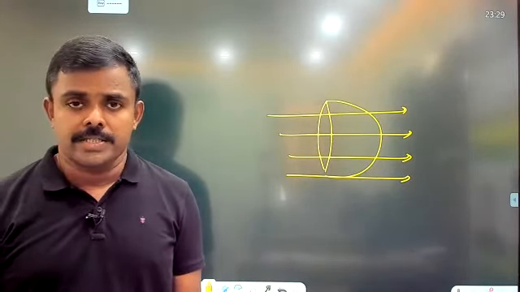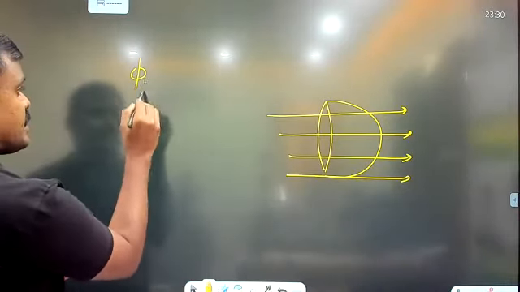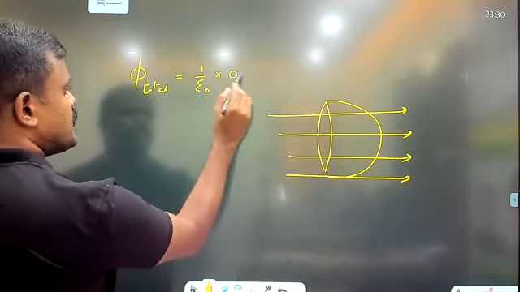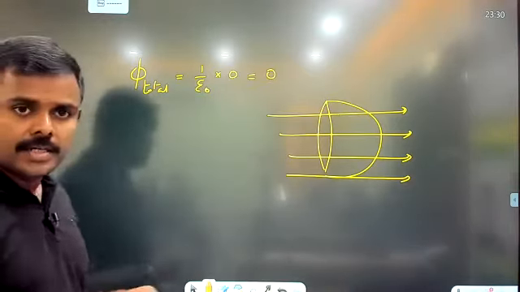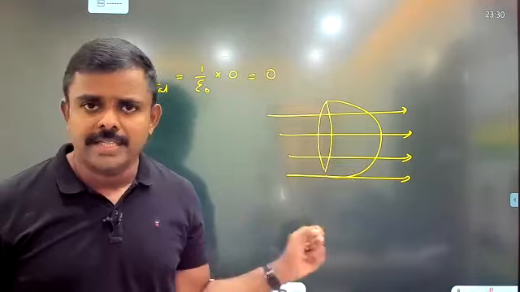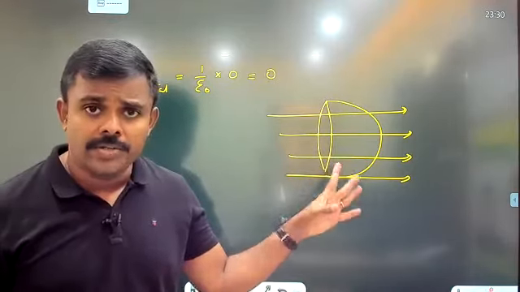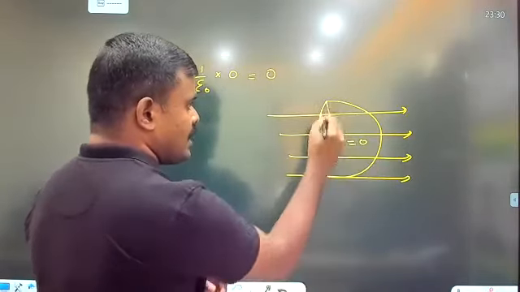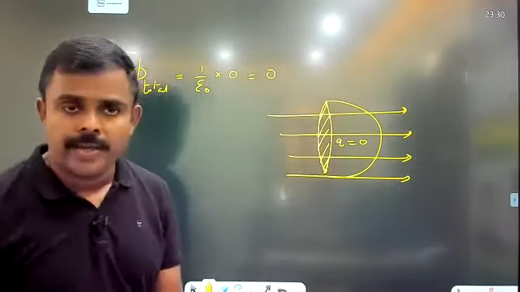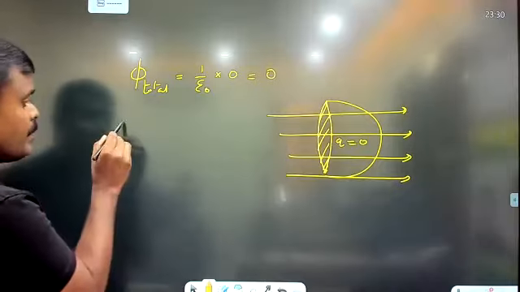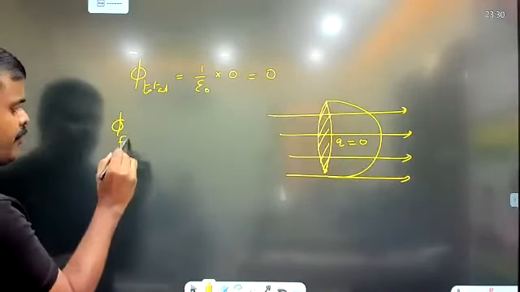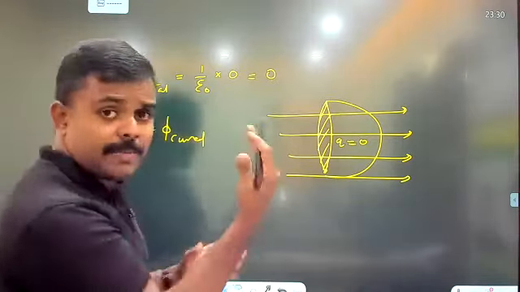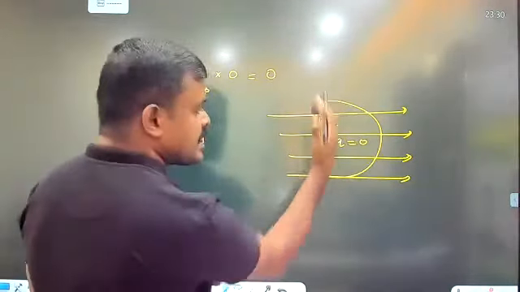Look at this. What is the flux through the surface here? Total flux is 1 by epsilon 0 into 0, which is equal to 0. Can you tell me why? No charge is enclosed, right? Is there any charge enclosed inside? They haven't given anything, so the total charge enclosed is 0, and phi total is equal to 0. But phi total is the sum of what? Phi flat plus phi curved. Flux can pass through how many surfaces here? The left flat surface and this curved surface.